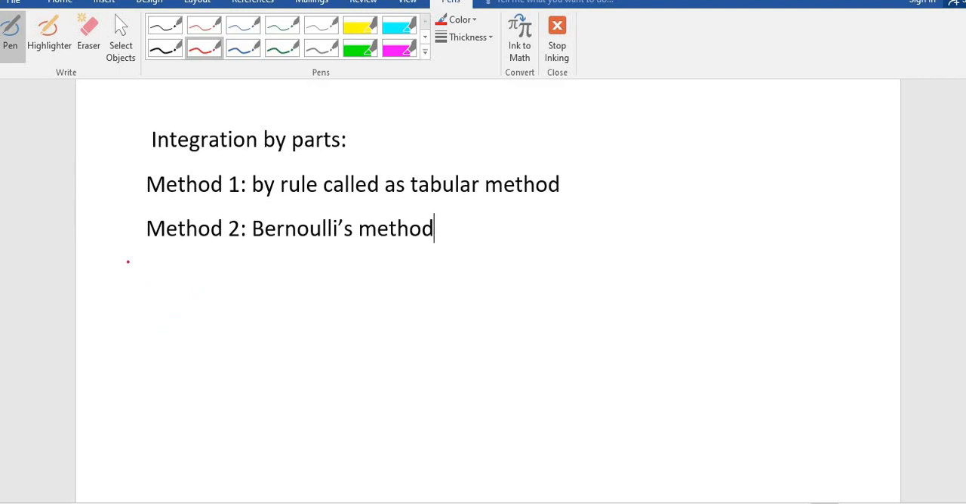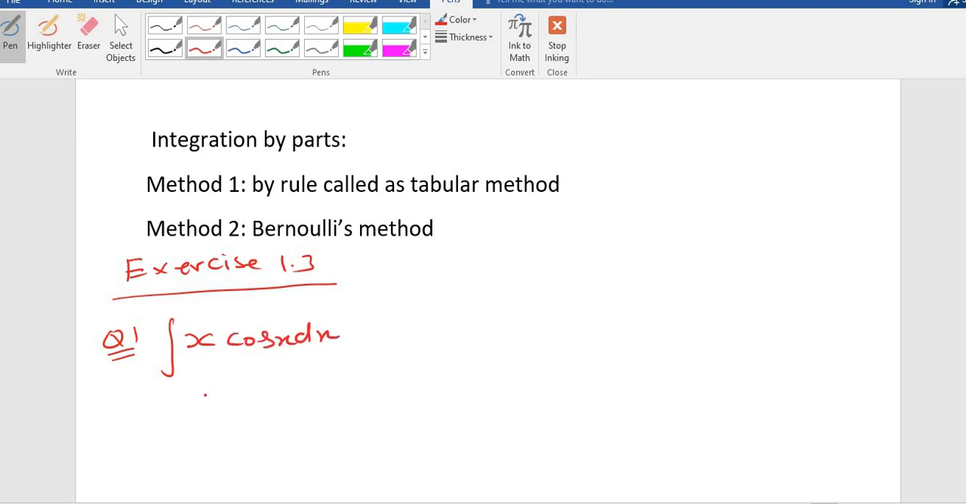Exercise 1.3, integration by parts. I am picking question number 1 as a solved example, which is given in your handout. Evaluate the integration by parts of x cosine x dx. So for the tabular method, we have to use the ILATE rule.